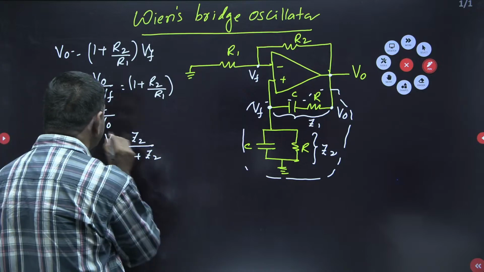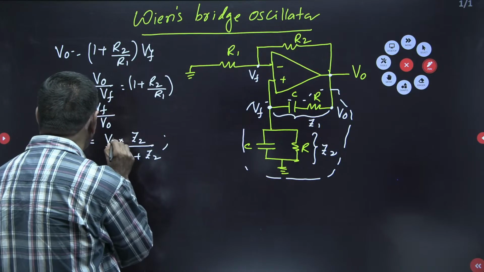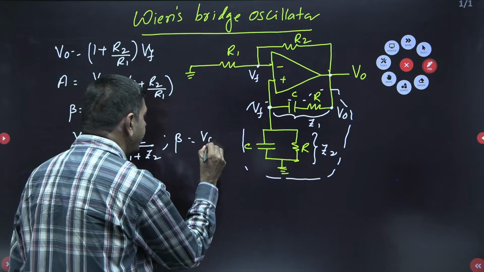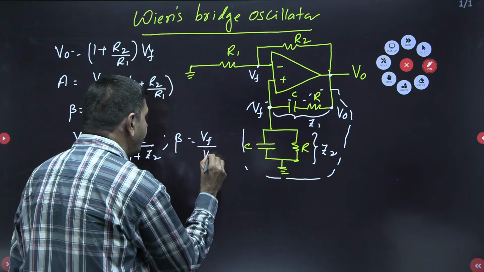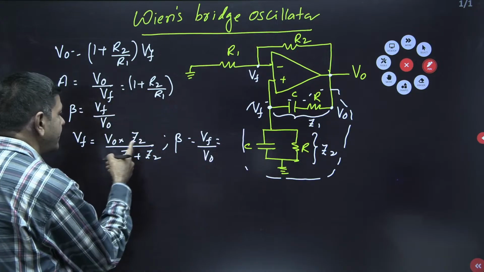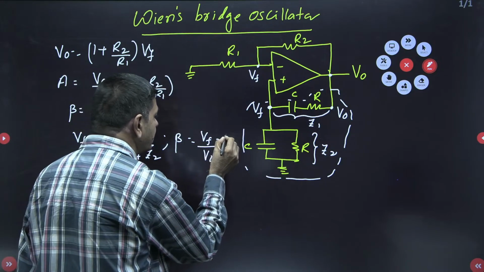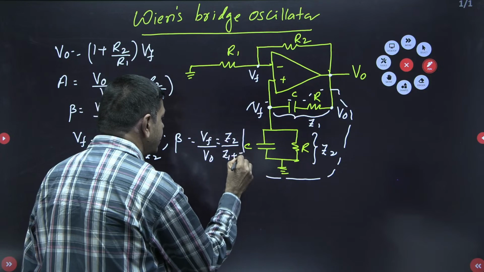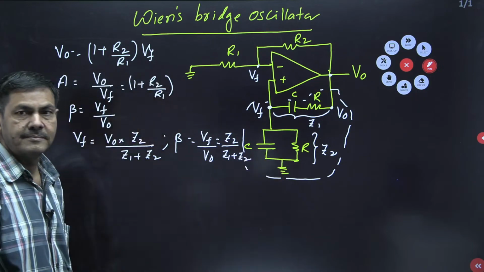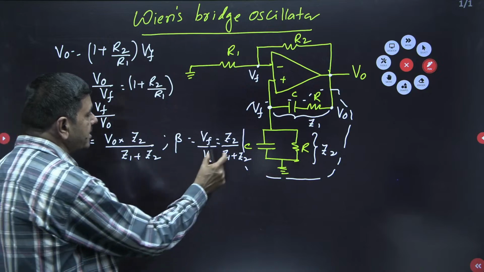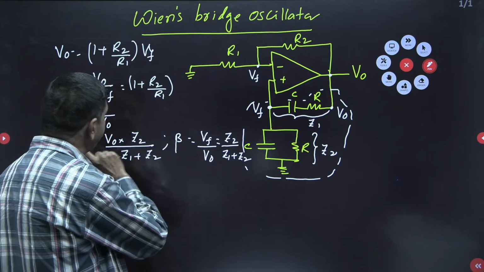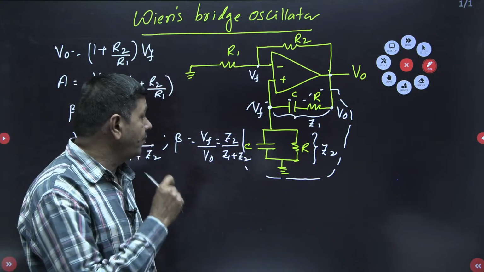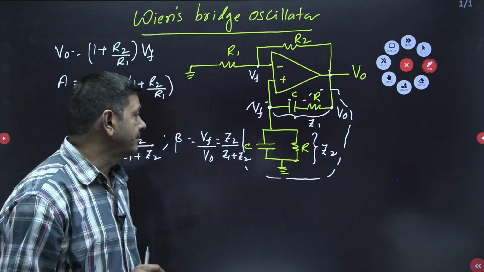My aim is to find the beta. Beta equal to what? Vf by V naught. Vf by V naught equal to how much? Z2 by Z1 plus Z2. So if I know Z1 and Z2, I can get beta, then I can apply the Barkhausen condition, A beta equal to 1. So how to find Z1 and Z2 is more important.